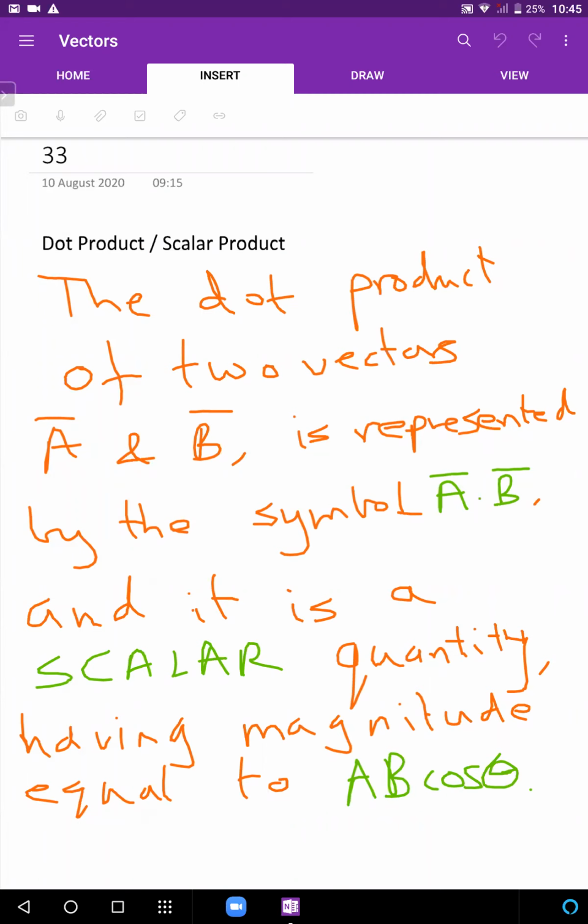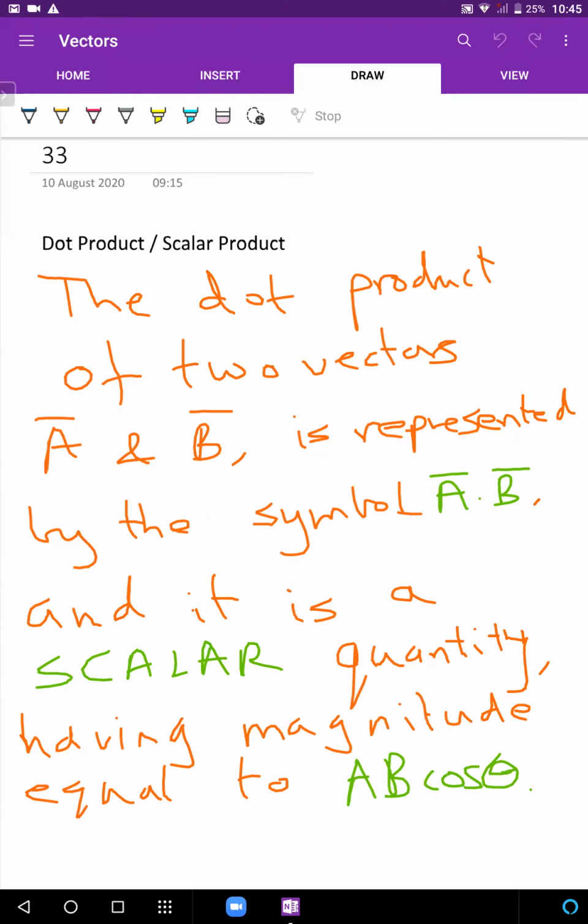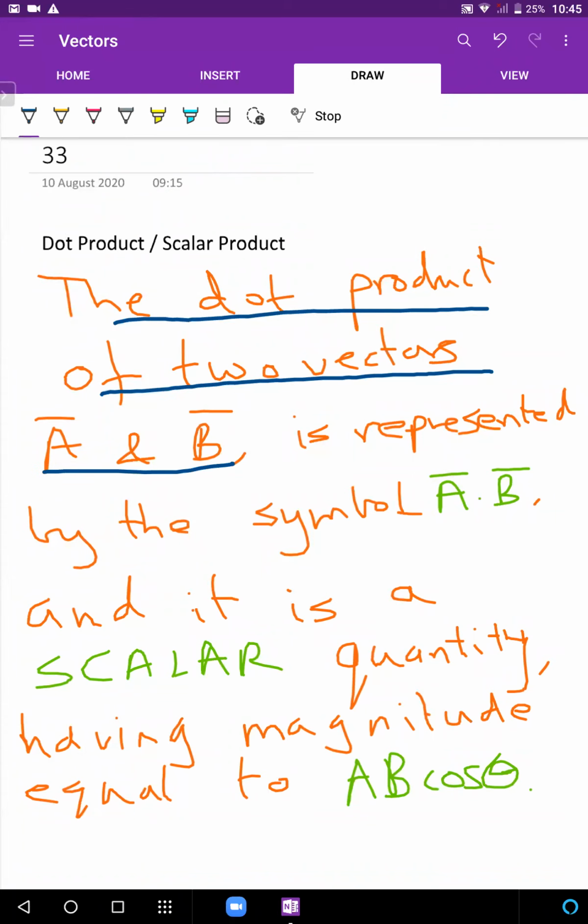I hope you guys were done with that. Let me know if you were not done. All right, the dot product, yeah, scalar product. We're going to visit the first type of multiplication. Iska statement dekh lo. All right, so the dot product of two vectors A bar and B bar is, pehle to symbol kya hai, is represented by the symbol as you just saw, A bar dot B bar. So that's where the name dot comes from. A bar dot B bar.